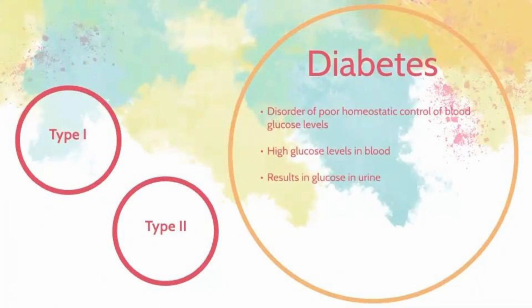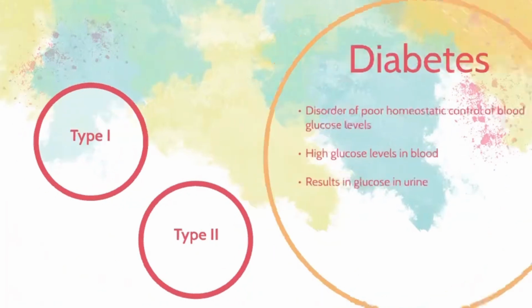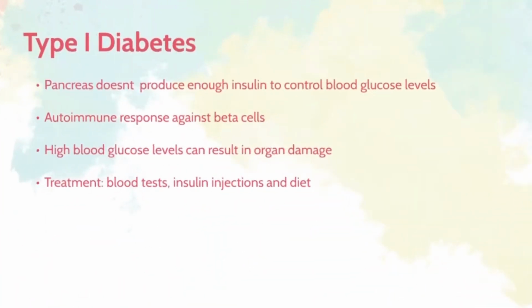So let's first talk about type 1 diabetes, and it's really important that you can say about the differences and similarities of both type 1 and type 2 diabetes for your exams. So type 1 diabetes is where the pancreas does not produce sufficient insulin to control the blood glucose levels. So this normally starts in childhood, and sometimes this can be called early onset diabetes.